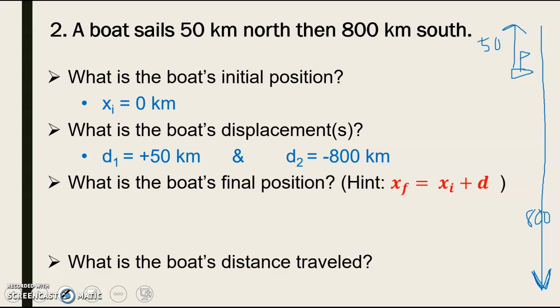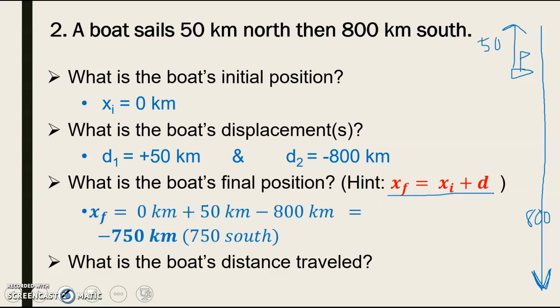Part 3, what is the boat's final position? Remember, we have this formula that we can use to solve for final position. Once we plug everything in, we should get negative 750 kilometers because our initial position was 0. One displacement was 50, and that one was positive because it's north. And then one displacement was negative, the 800 south. Once you do the calculations, you should get 750 kilometers, negative, or south.